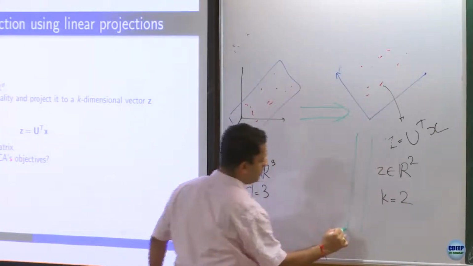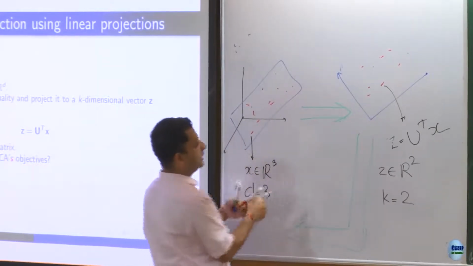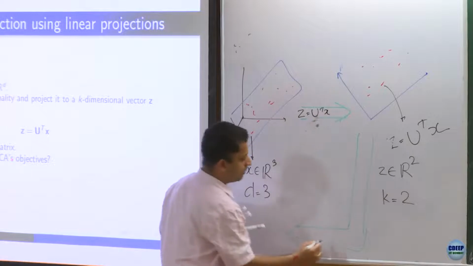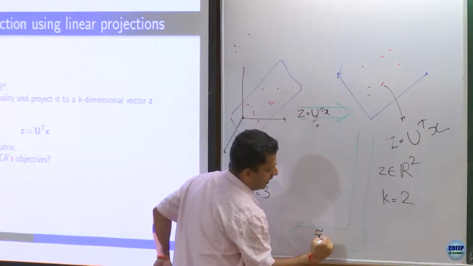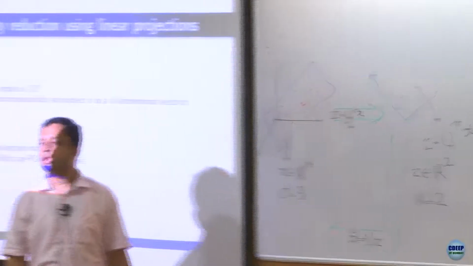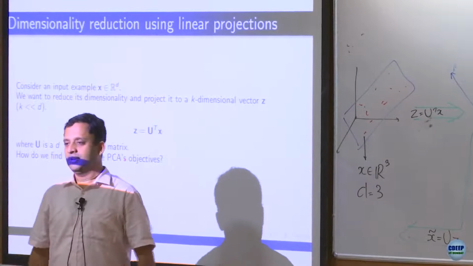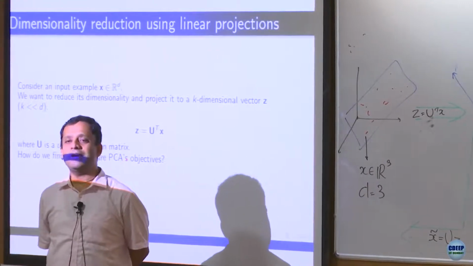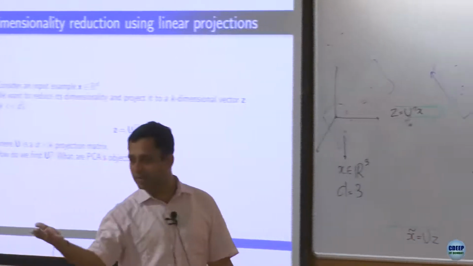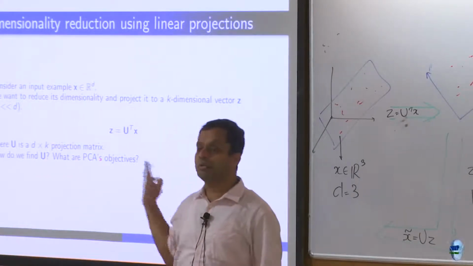And now I am asking you, what if I do the following? My transformation was z equals u transpose x, but now I say x tilde equals u z. So you would like them to be the same. Will it be the same? Why won't it be the same? Good, very good point. You would like it to be the same, and under some ideal conditions you think it will be the same. What is non-ideal about it? That it may not be the same.